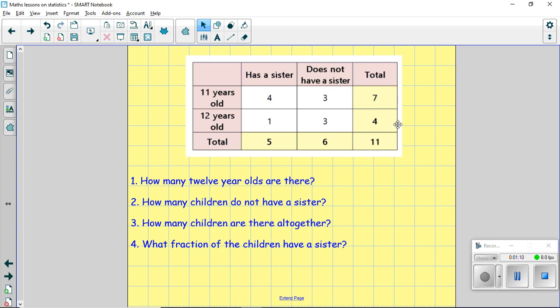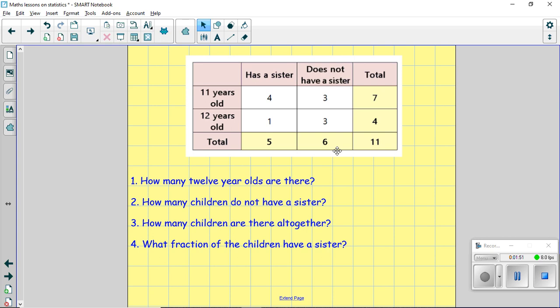We then asked 4 12-year-olds. And out of those, 1 of them had a sister, 3 of them didn't. 1 and 3 is 4. The total number of children altogether we asked, well, there's 7 11-year-olds and 4 12-year-olds, that totals 11. Out of all these children we asked, 4 had a sister there and 1 had a sister there. So 5 altogether have a sister and 6 don't have a sister. So this two-way table is showing us information about 11 and 12-year-olds, and it's also showing us information about if people have sisters or not.